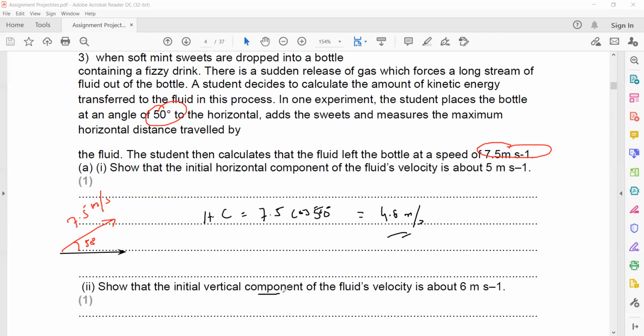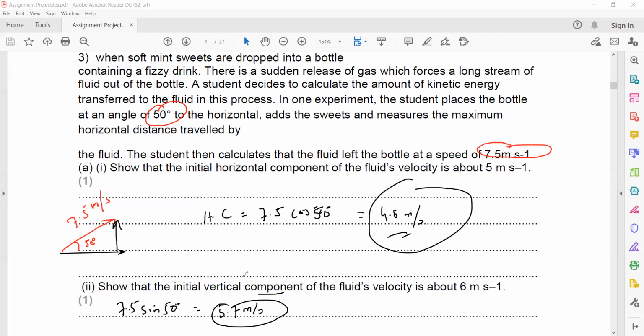Then the vertical component, how do we get it? That will be equal to 7.5 sine 50. So 7.5 sine 50 is equal to 5.7 meters per second. So we got the horizontal, which is 4.8, and we got the vertical, which is 5.7.